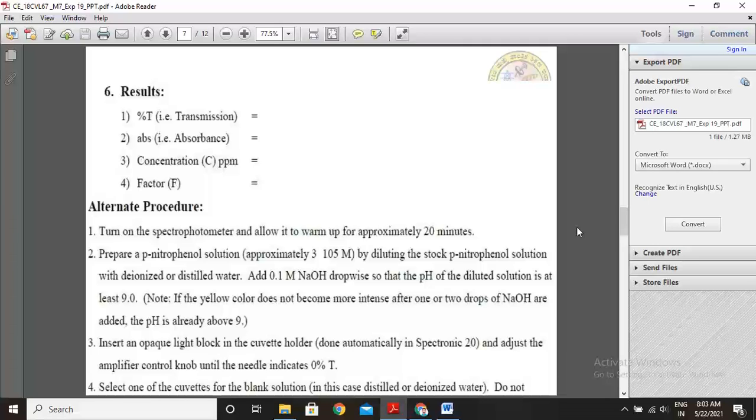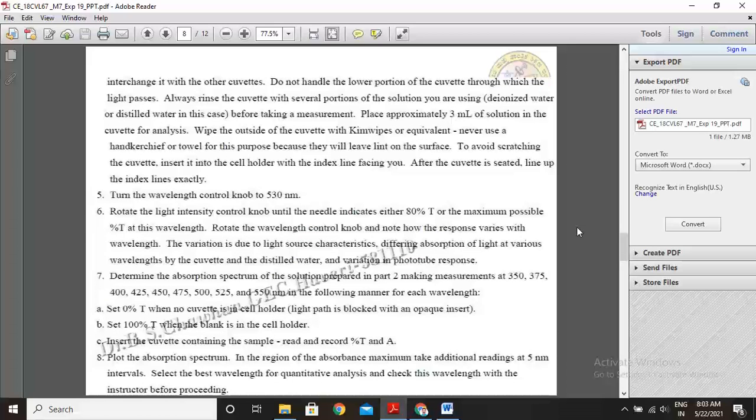T. Next step, select one of the cuvettes for the blank solution, that is in this case distilled or deionized water. Do not interchange it with the other cuvettes. Do not handle the lower portion of the cuvette through which the light passes. Always rinse the cuvette with several portions of the solution you are using before taking a measurement.